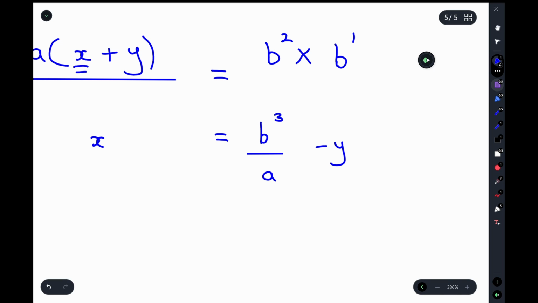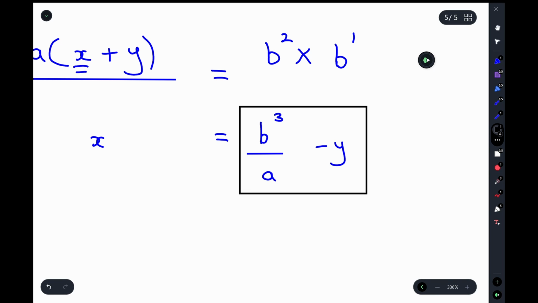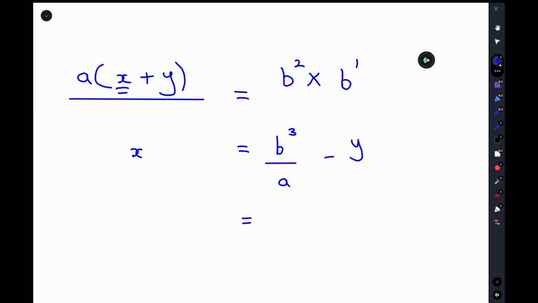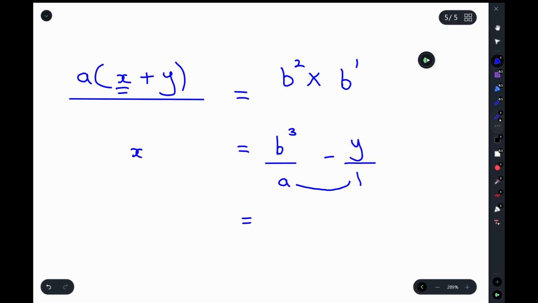Now, most exams will want you to simplify this, and that's what we're going to do next. Now y is really y divided by 1. So I'm going to find my common denominator by multiplying these 2 terms. A multiplied by 1 will give us a.